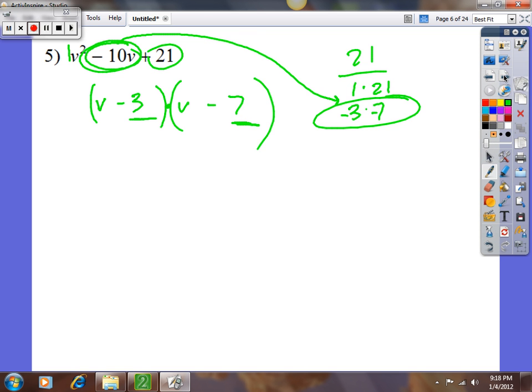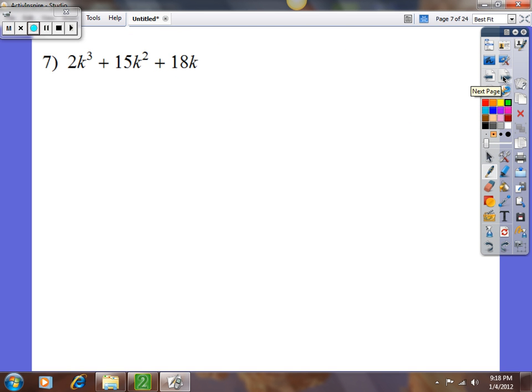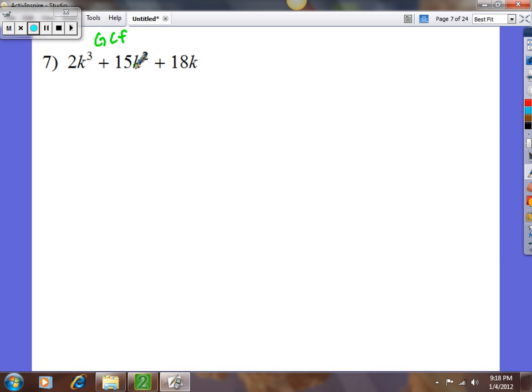And number 7. 2k cubed plus 15k squared plus 18k. First of all, always train yourself to see if there's a GCF. You have 3 terms, so you have a trinomial. Do these have anything in common? And the answer is they each have a k. So if I divide each term by a k, or factor out a k, you're going to have k times the quantity 2k squared plus 15k plus 18.